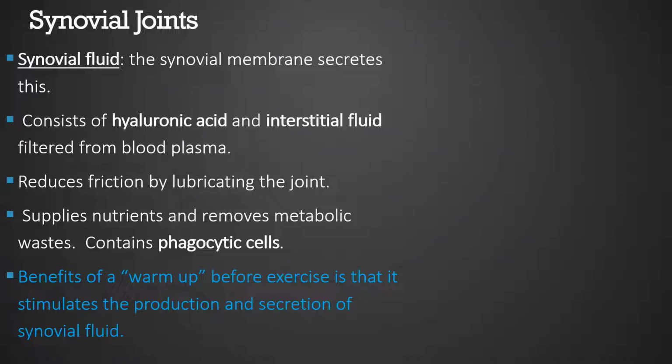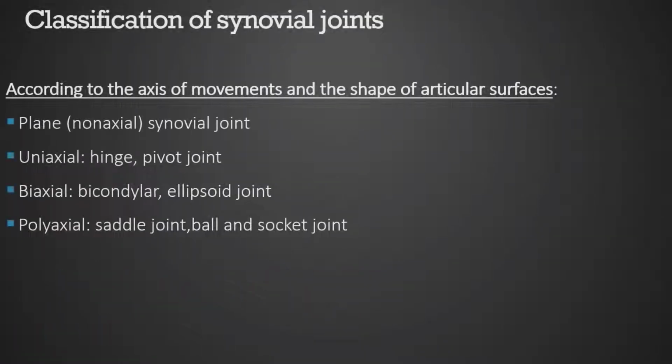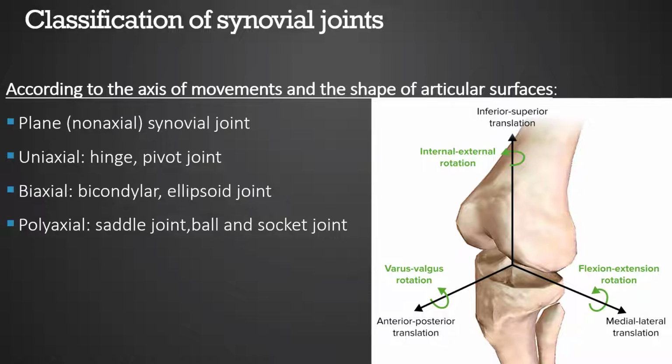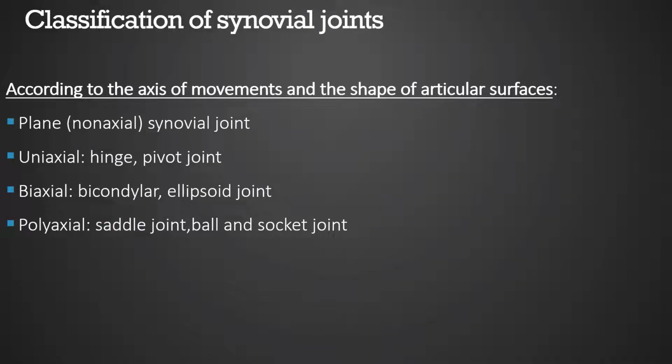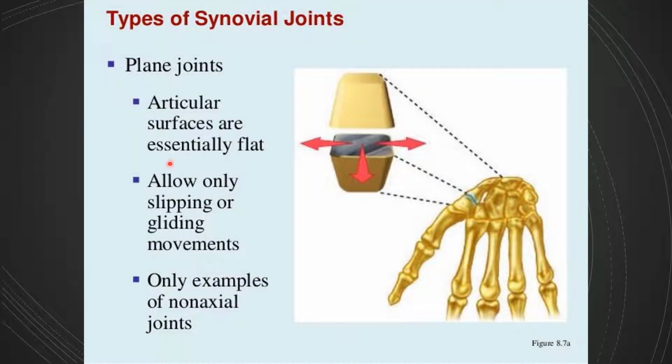According to the axis of the movement of the joints and the shape of the articular surfaces, the synovial joints can be further divided into plane, uniaxial, biaxial and polyaxial joints. In the plane type of synovial joint, the articular surfaces are more or less flat or plane, and it permits gliding or slipping type of movement, as you can see in this diagram. Since the bones glide upon one another and there is no specific axial movement, it is also called a non-axial joint.